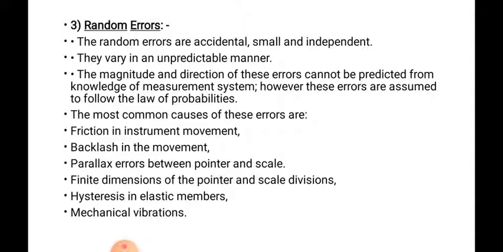Then random errors are accidental, small, and independent. They vary in an unpredictable manner, so there is no kind of prediction we can make for the occurrence of the error. These errors occur accidentally, may be small and independent, and there will be no dependence on one or another parameter.